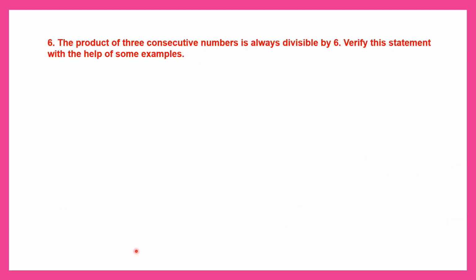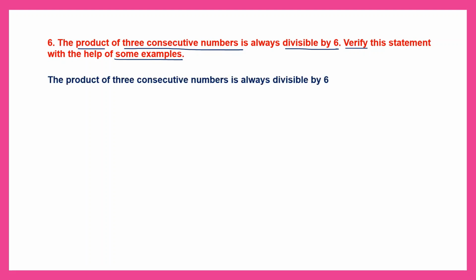Question 6. The product of three consecutive numbers is always divisible by 6. Now, a statement is given to us that the product, that means the answer that you get when you multiply, three consecutive numbers, any three consecutive numbers, is always divisible by 6. Now we have to verify the statement with the help of some examples to see whether it's true or not. This is a statement given to us and we are going to verify this with the help of some examples.